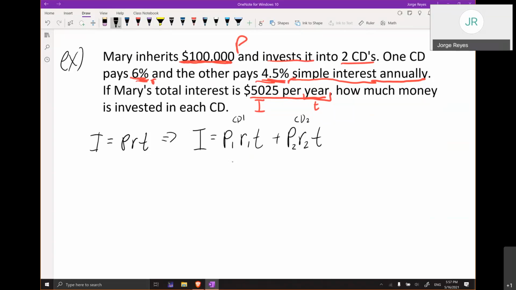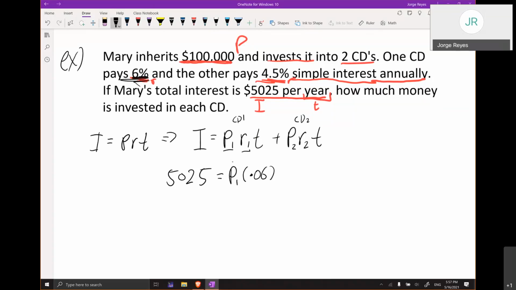Now we just have to fill in the stuff. So if we plug in all of the info, I is 2,500. Principal 1, we do not know. That's what we're looking for. Rate 1, I'm just going to call this one the 6% one. So rate 1 is 6%. Very important that you change this to a decimal. 6% is 0.06 as a decimal.